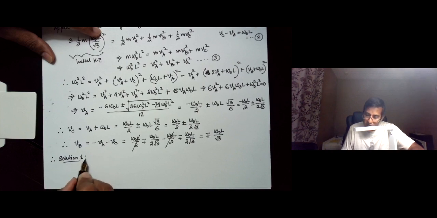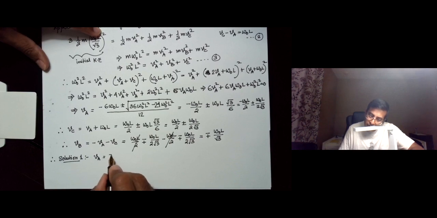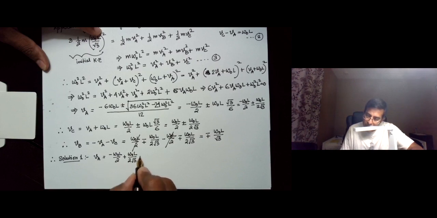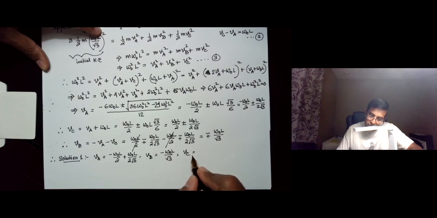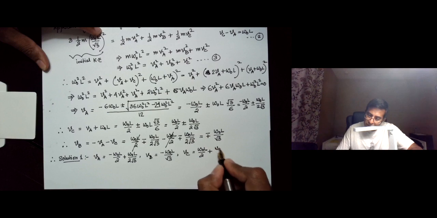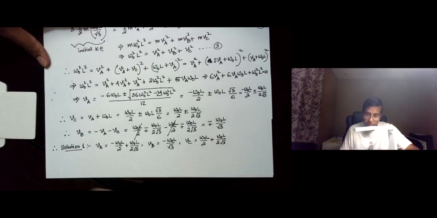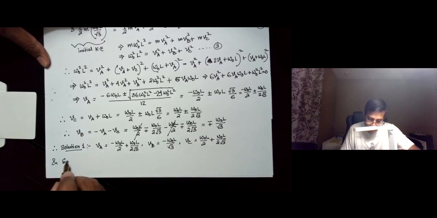Solution 1 is VA is equal to minus omega naught L over 2 plus omega naught L over 2 square root 3. VB is minus omega naught L over square root 3, and VC is equal to omega naught L over 2 plus omega naught L over 2 square root 3. So that's our first solution.